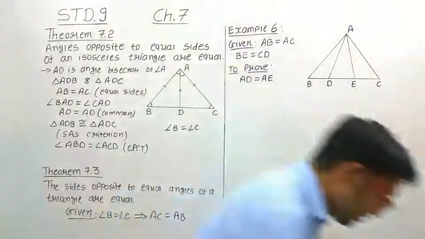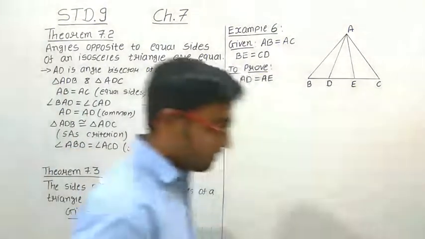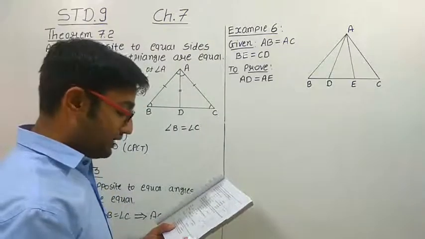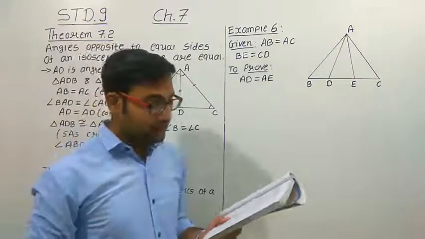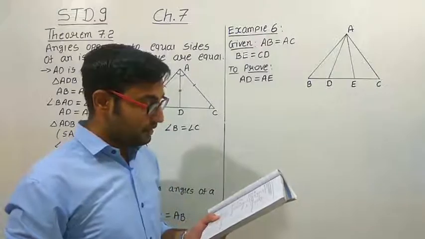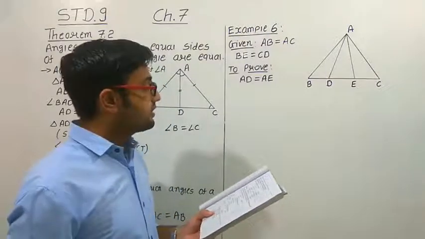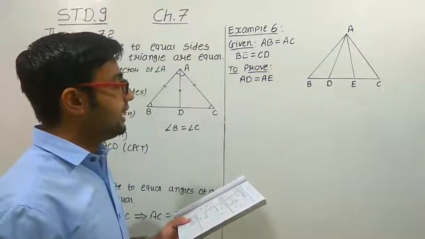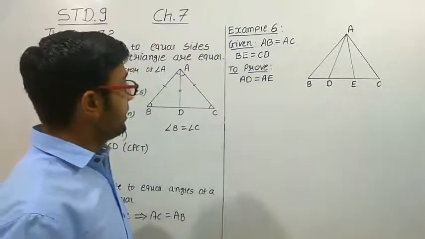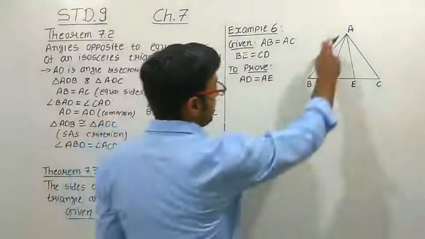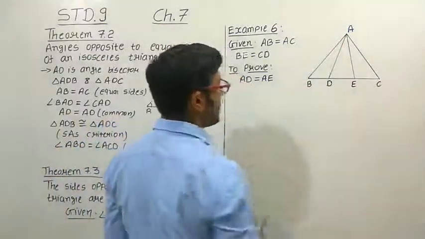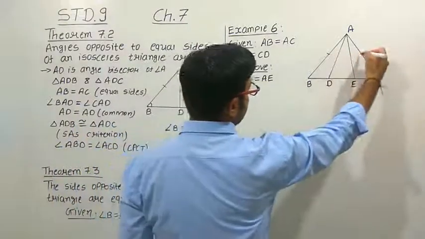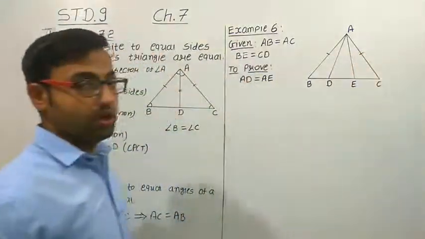So what is the question? The question is, in an isosceles triangle ABC with AB equals AC, D and E are points on BC such that BE equals CD, so that AD equals AE. So see, here we are given that triangle ABC is an isosceles triangle. But which two sides are equal? AB and AC sides are equal.